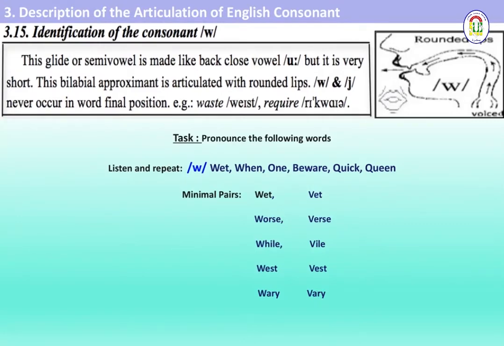That is, at the end of the word, we do not find W and Y. We can find them written, but they are not pronounced as W and Y in final position, like in waste, require. Pronounce the following words. Listen and repeat. Wet, when, one, beware, quick, queen.